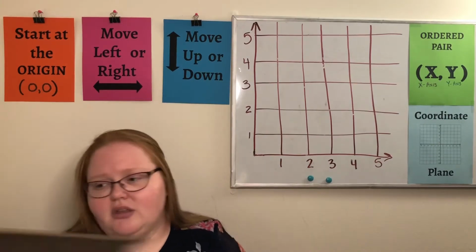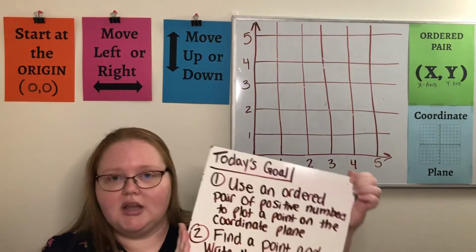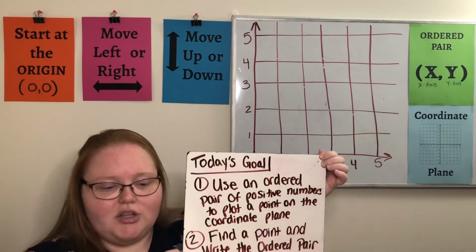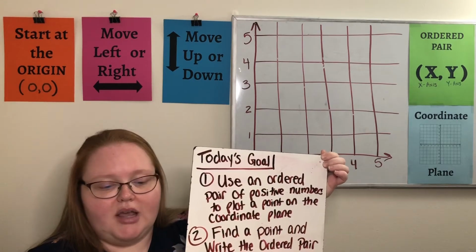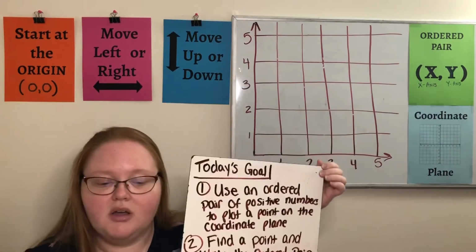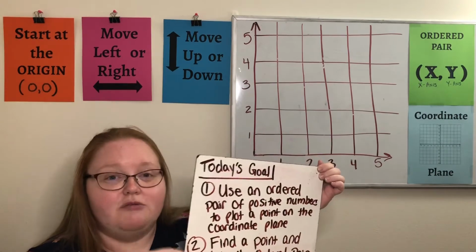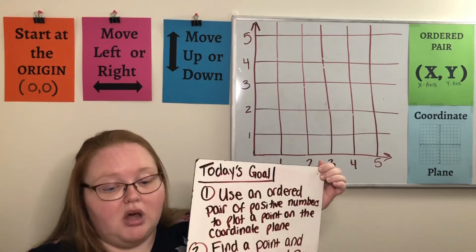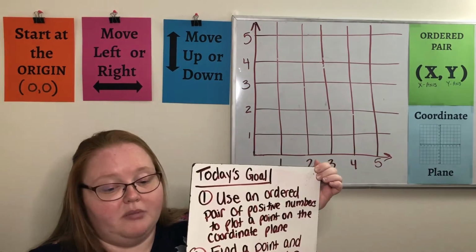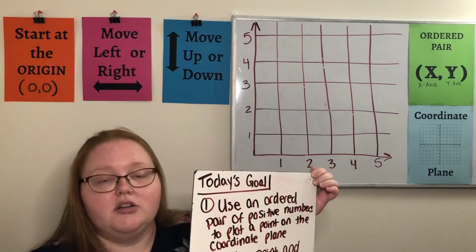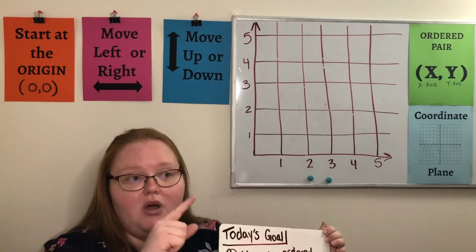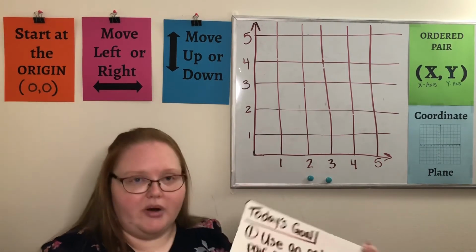And so I really think that if we could focus on just these goals today, we'll be off to a great start. So the first thing that we're going to focus on today is to use ordered pairs. Remember what an ordered pair is up there. We're going to use ordered pairs of just positive numbers to plot a point on a coordinate plane. And then we're going to find a point on a coordinate plane and be able to write that ordered pair. So that means when the point is already there, we need to be able to tell someone else where it is.